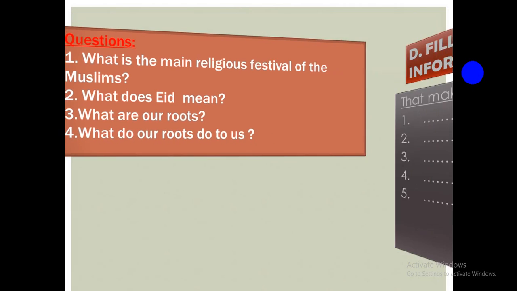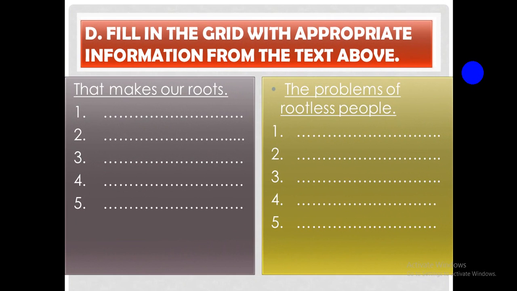Now, let us move to activity D. There are 2 columns with 2 headings. You have to fill in the grid. Grid means blank spaces, with appropriate information from the text above that makes our roots on the right side, the problems of rootless people.